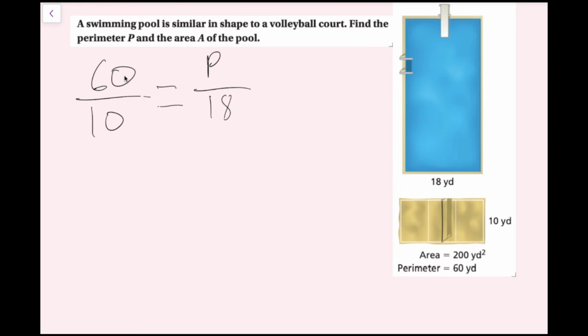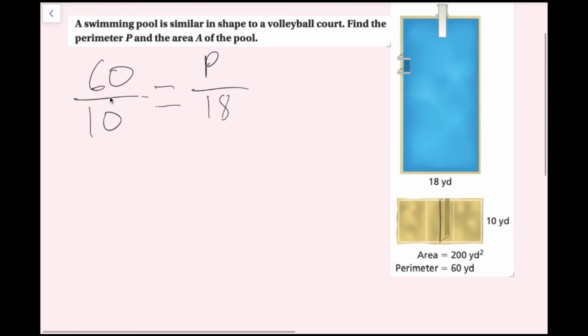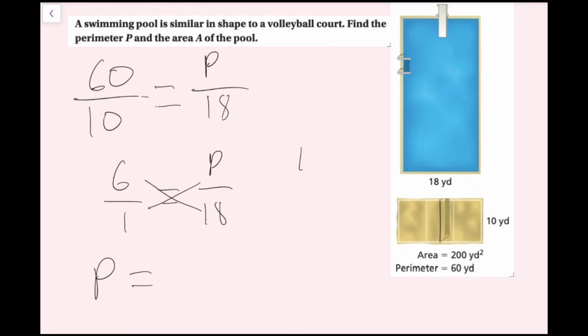Well, first thing I'm going to do before I even cross multiply is just simplify this. I can just divide this out. 60 over 10 just becomes 6. So I can just think of this as 6 over 1, or just 6. And then all I have to do to find the perimeter is cross multiply, or I can just multiply by 18 on both sides. You don't need this one here, but if you want to cross multiply, it will be easier this way. So I'm going to multiply these. P times 1 is just the perimeter. And then 6 times 18, I can just do that out. I get 48, and then 1 times 6 is 6, plus 4 is 10. So the perimeter of the pool is 108 yards.